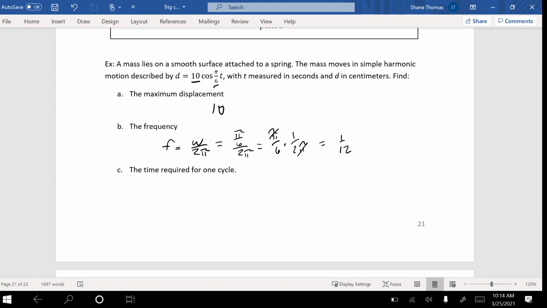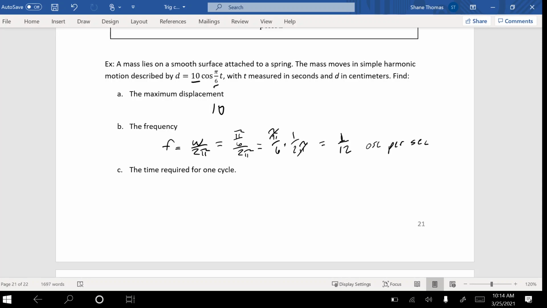So what does that mean? Well, that means it makes 1/12 oscillations per second. And that's what I just found. It's an oscillating feature.